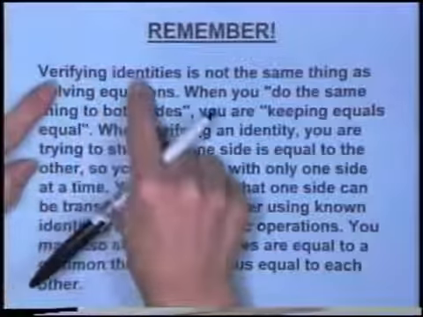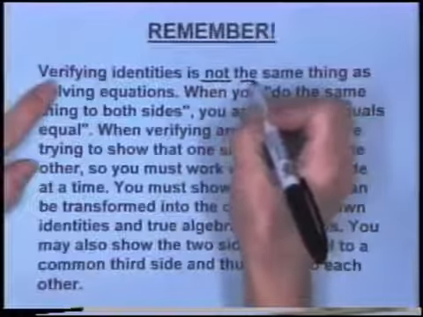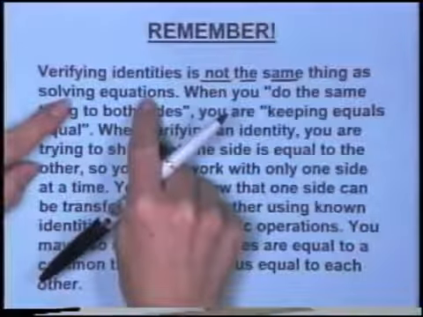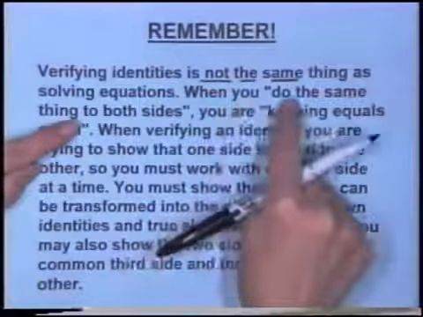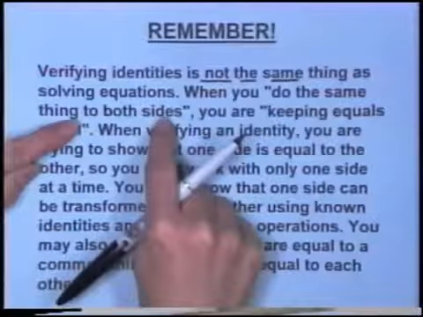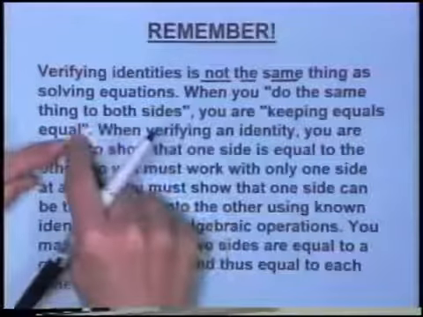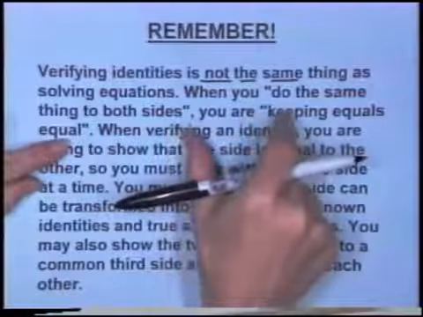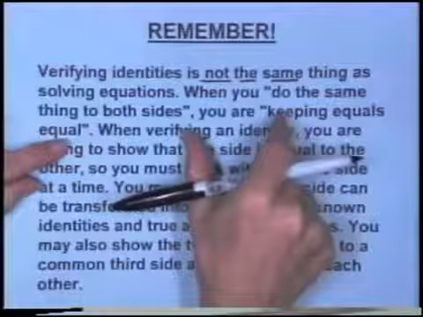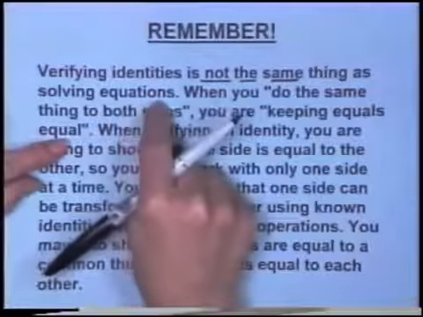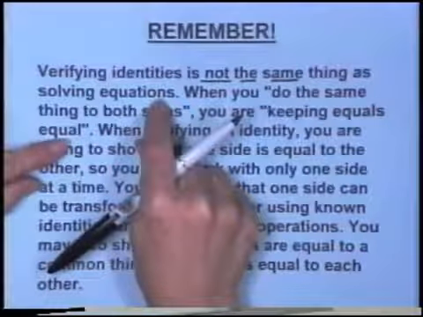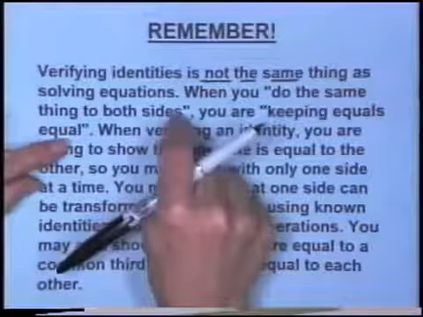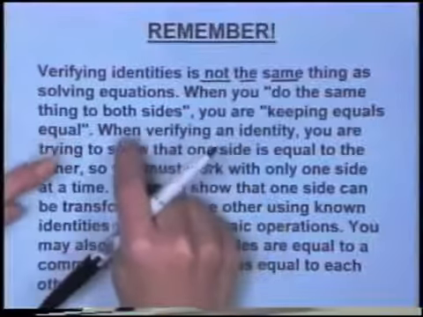Remember, verifying identities is not the same thing as solving equations. You need to remember that we are not solving equations. When you do the same thing to both sides, you are keeping equals equal. Remember, when you solve equations, you would add the same thing to both sides or multiply both sides by the same thing. That was allowed because you were starting out with an equation, a statement of equality that you knew was true. And basically you were saying, if this is true, then if I add 5 to both sides, it's still true. That's kind of what we were doing when we solved equations.